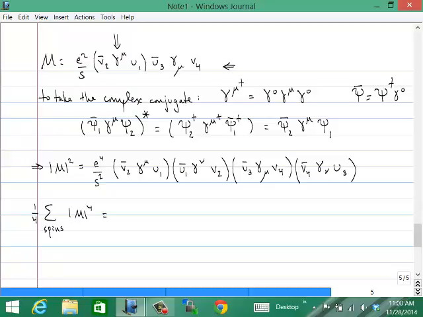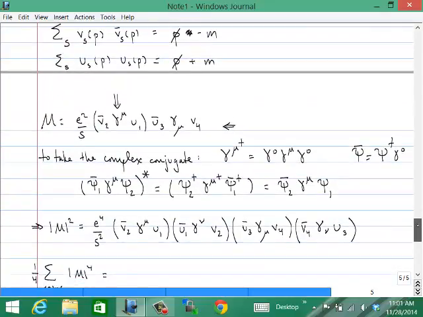So what do you get? Well, let's see. What we need to do is use these two expressions that we wrote down above. There are actually 4 different spins that we're averaging over: the spins of particles 1, 2, 3, and 4.